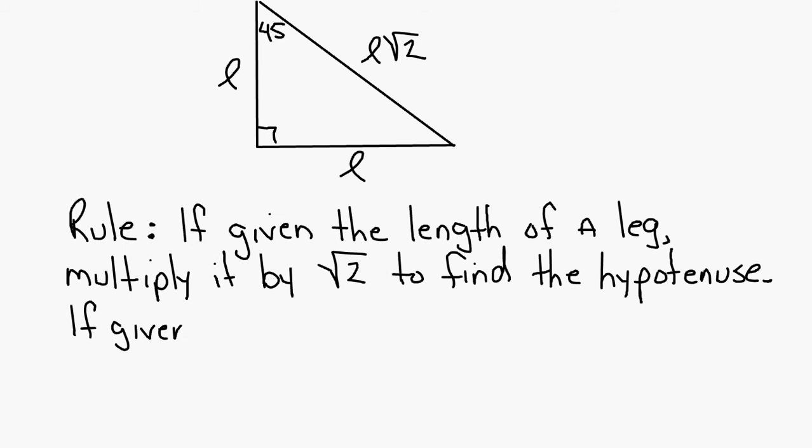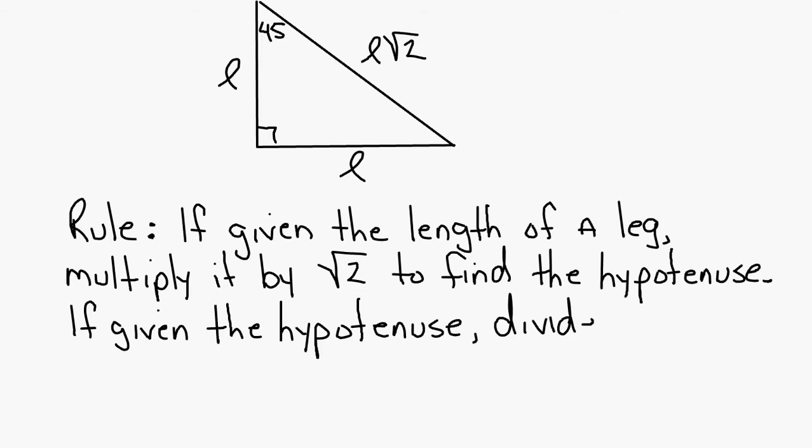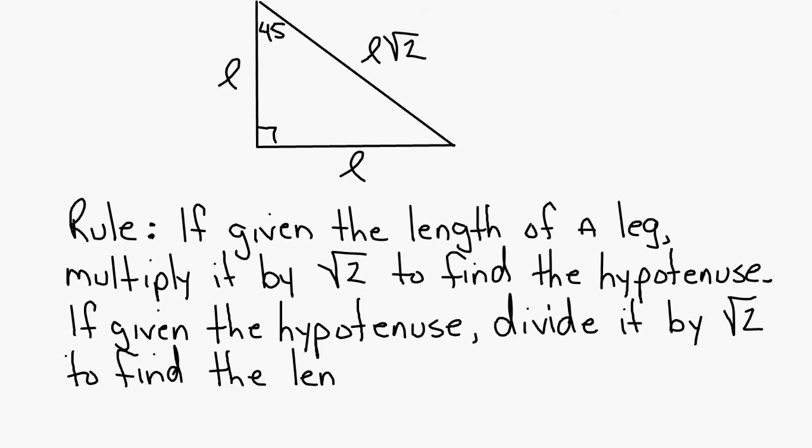If given the hypotenuse, divide it by the square root of 2 to find the length of the leg. Those are the only two situations in a 45, 45, 90. You're either going to be given a leg and asked to find the hypotenuse, or you're going to be given the hypotenuse and asked to find a leg.